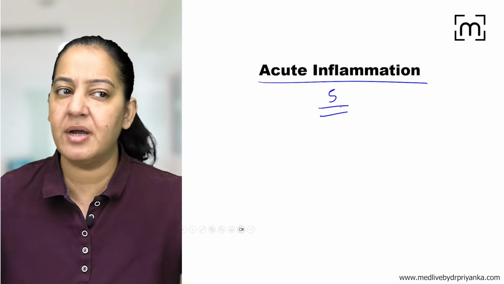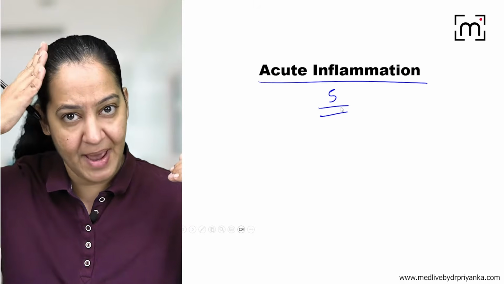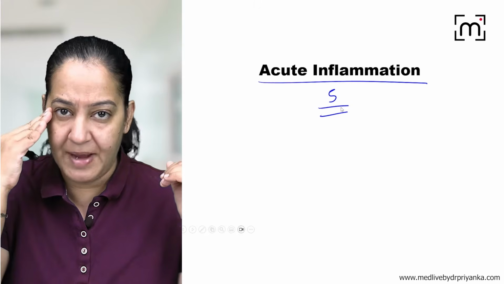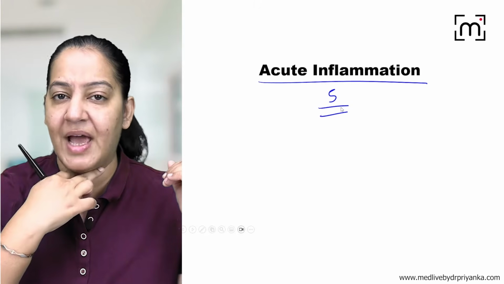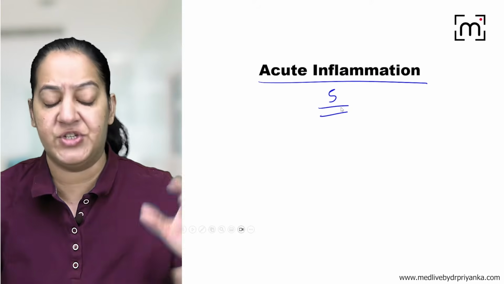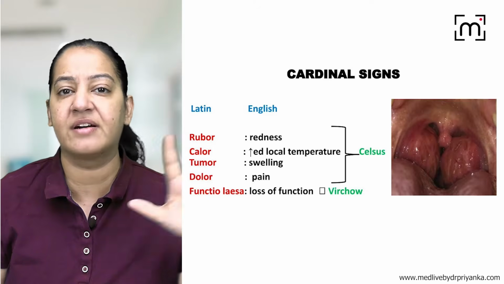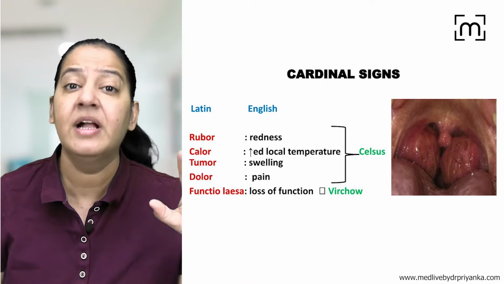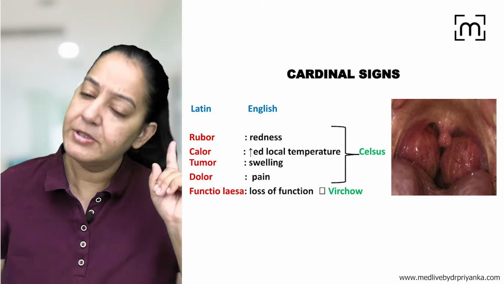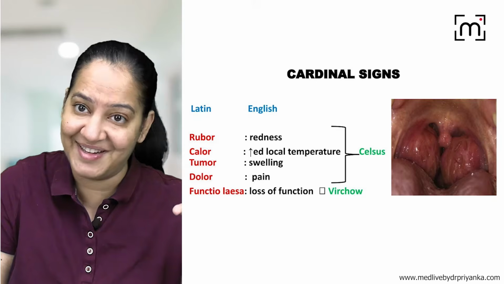Acute inflammation can occur in any part of the human body, starting from the head. It can be meningitis, encephalitis, rhinitis, endophthalmitis, tonsillitis. Any part of the body can have acute inflammation. But if acute inflammation is occurring in any part of the body, 5 things occur in that part whenever there is acute inflammation. That is known as the cardinal features. So again, let's take the example of tonsillitis to understand it better.